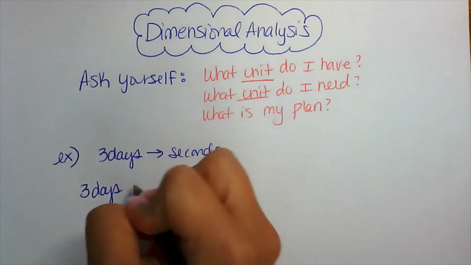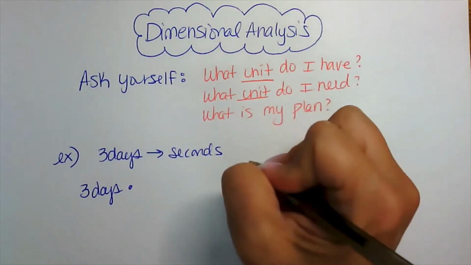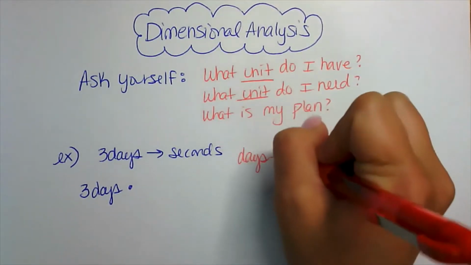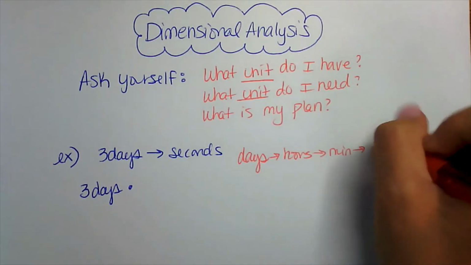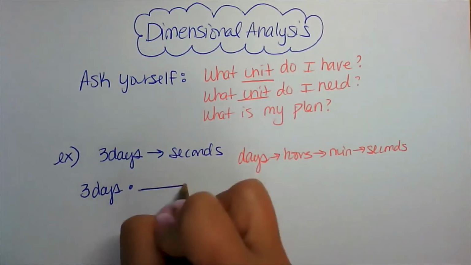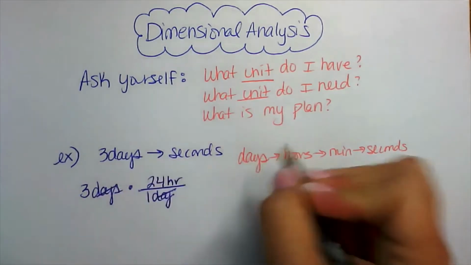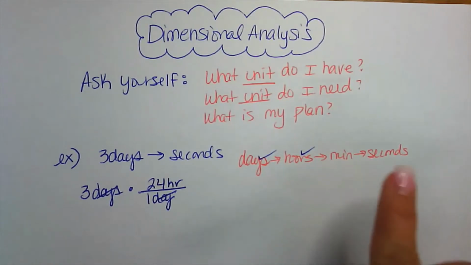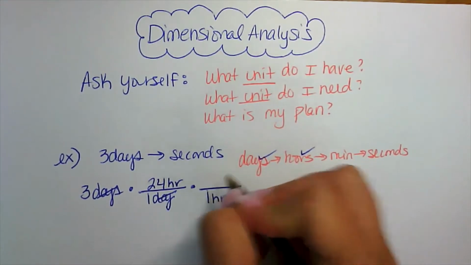So if I start with 3 days, my next jump is going to be hours. So I need to make my plan before I get started. So we are going to go from days to hours to minutes, and then finally seconds. So my day conversion, I know that 1 day is equivalent to 24 hours. And I'm in hours. My next jump needs to be to minutes. So I need to figure out the connection between 1 hour and minutes, which is 60.